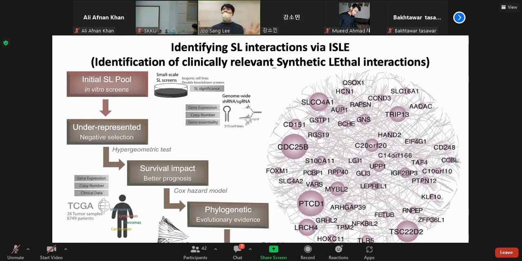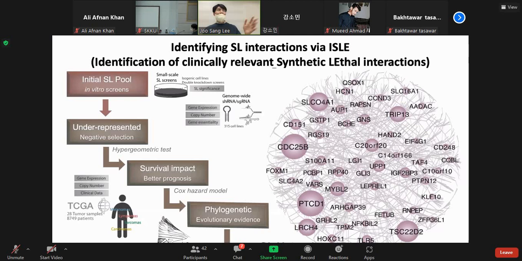Okay, so this is our method. We started from the cell line identified synthetic lethal interactions, which have some experimental evidence that they are synthetic lethal, but almost none of them passed our screening for patient relevance. We collected about 3,000 synthetic lethal pairs that are experimentally identified, but only one passed. So we changed our strategy.